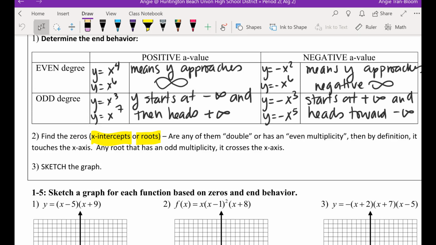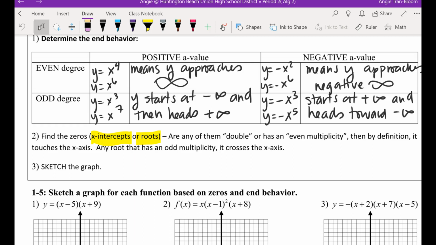Then the next one says, are any of them double? Double means 2, right? Now, it could be higher than 2, like 4, like 6, like 8. So if you have an even multiplicity, the multiplicity is really fancy. Multiplicity just means multiple of its own thing. So if you have x squared, that is a multiplicity of how much? 2, because it's really x times x, right? There's 2 of its same thing. Would you guys agree? So that's what I mean by double or even multiplicity. It's all multiplying itself, right? So if it's even multiplicity or double, then by definition, it touches the x-axis.